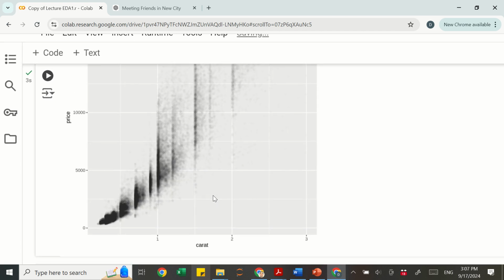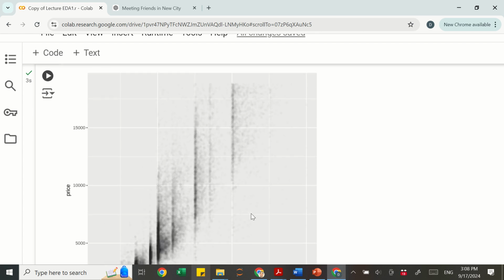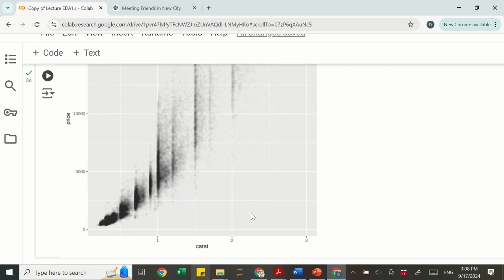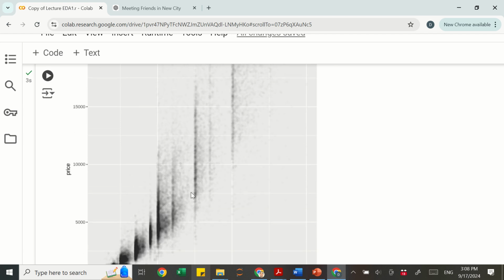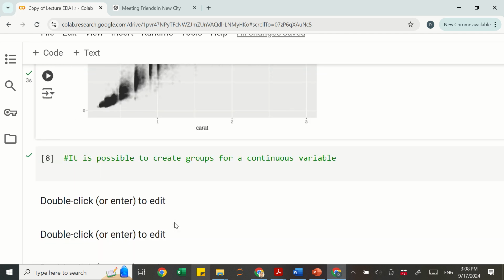So now you see there are a lot of small diamonds here, and that's expected because, remember, when we were analyzing our histogram, most of the observations were carats below 1 carat, right? Diamonds below 1 carat. So now you can see that. We have a higher concentration here, and a few points after 1 carat. So this is one option.